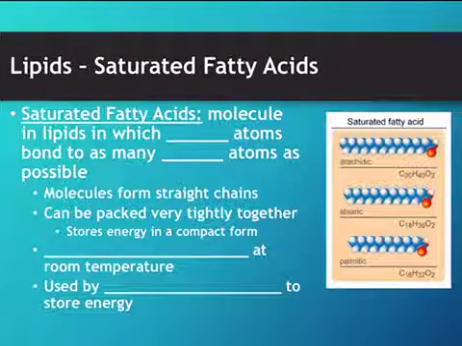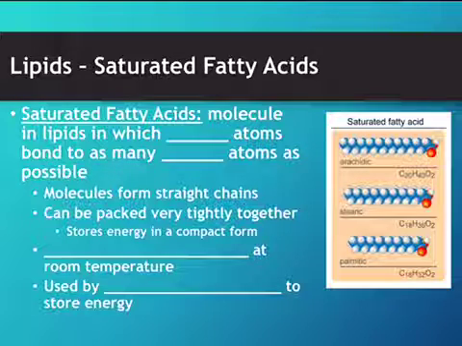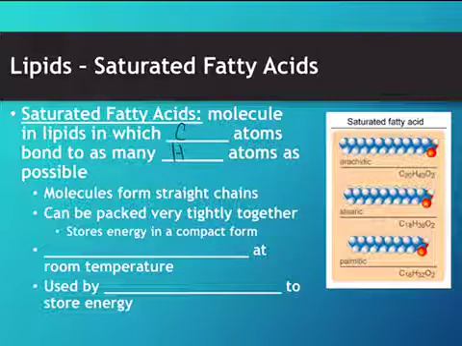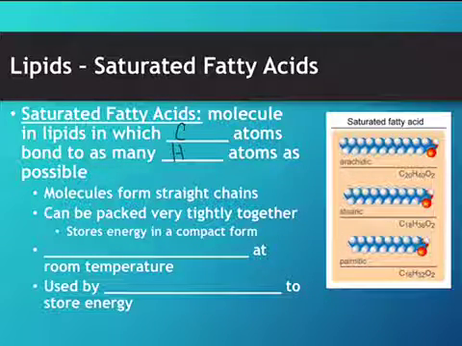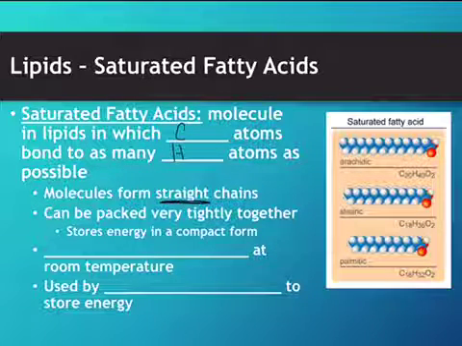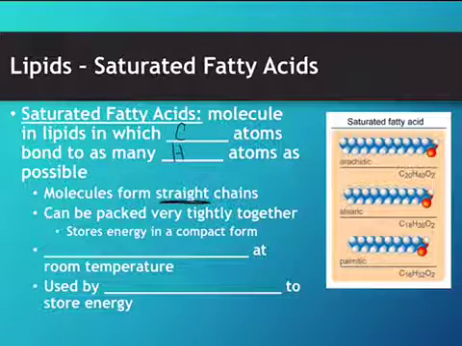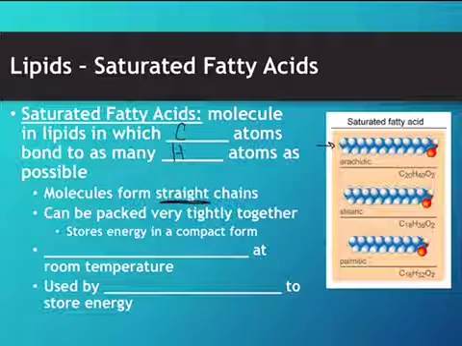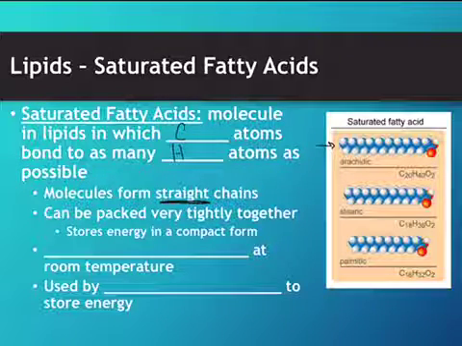So a saturated fatty acid is a molecule in which lipids have carbon atoms that bond to as many hydrogen atoms as possible. It forms a straight chain. There's no bends in it, and they can be packed very tightly together. You can see in the picture here, they can sit right on top of one another. And this allows them to store energy in a very compact form.